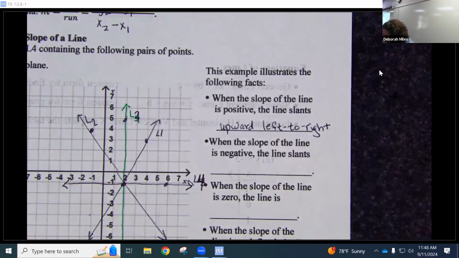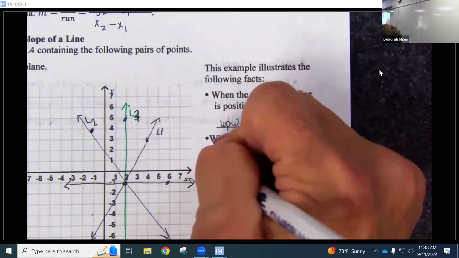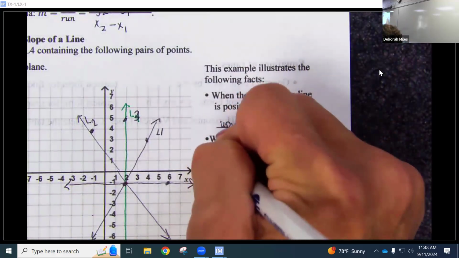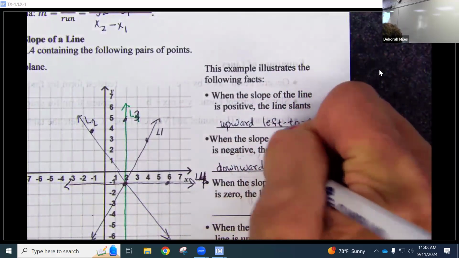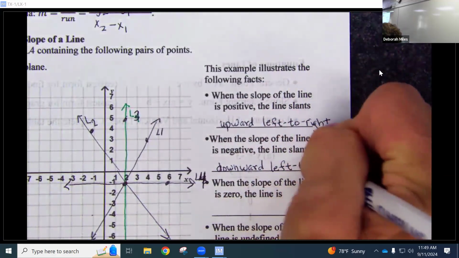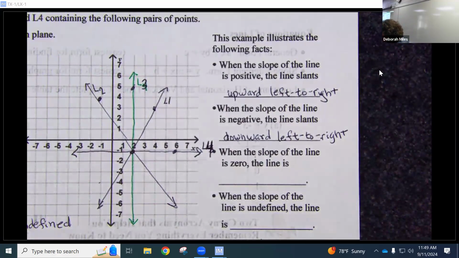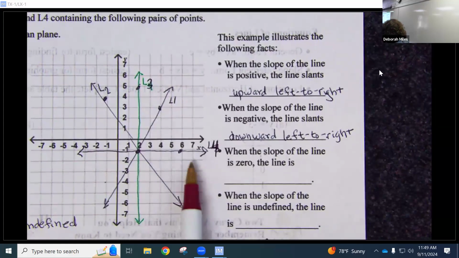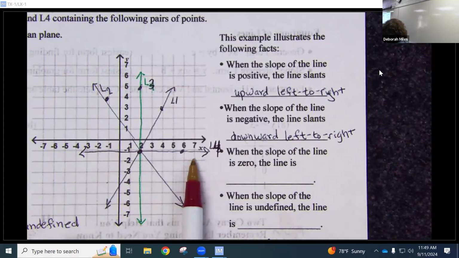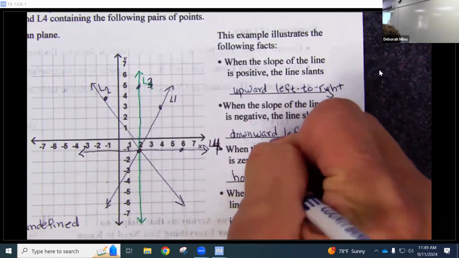And then line 2 had negative slope. And when the line has negative slope, the line slants downward, left to right. And then our line 4 had 0 slope. And what word did we use to describe it? That's a horizontal line. And the slope is 0. We have a horizontal line.